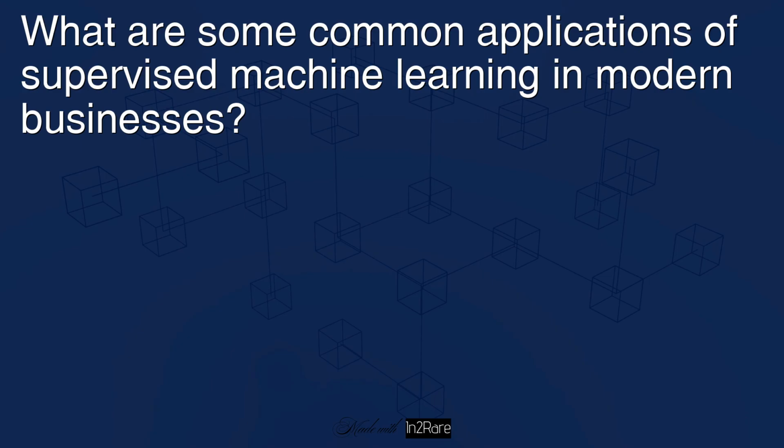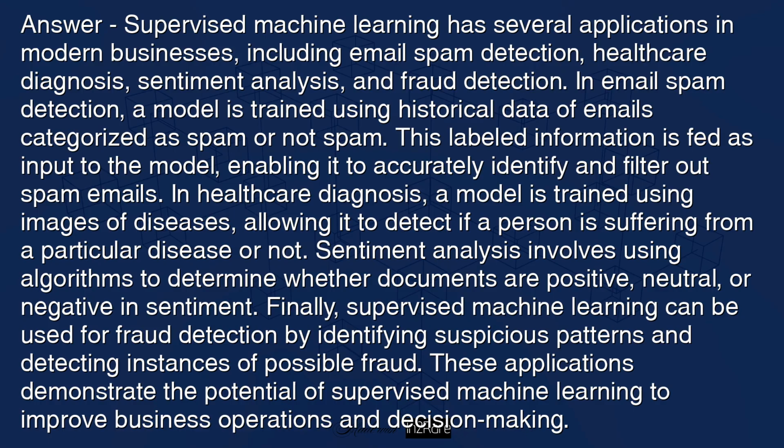What are some common applications of supervised machine learning in modern businesses? Answer: supervised machine learning has several applications in modern businesses, including email spam detection, healthcare diagnosis, sentiment analysis, and fraud detection. In email spam detection, a model is trained using historical data of emails categorized as spam or not spam. This labeled information is fed as input to the model, enabling it to accurately identify and filter out spam emails.